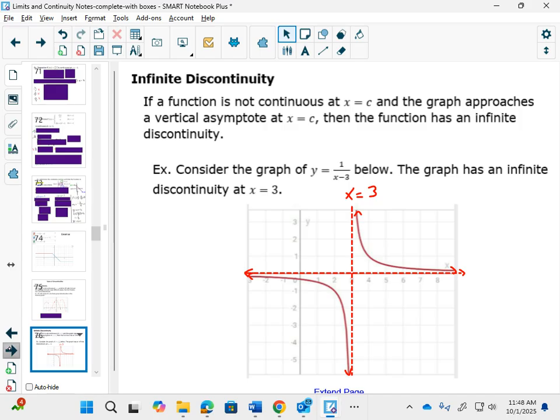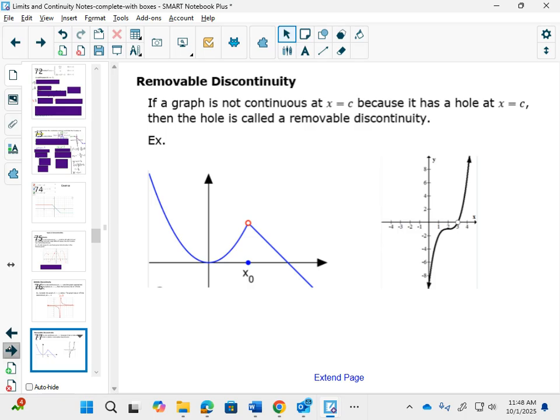And whenever your graph has a hole in it, we call those removable discontinuities. Because if you just took your pen and filled it in, it would be continuous. So you could remove it by adding a condition. I'm just plugging in that point, then all of a sudden it's continuous. So we call those removable discontinuities because if you define that point to be at that hole, then it would be continuous. So this one has a hole, but if you filled it in, it would be continuous.